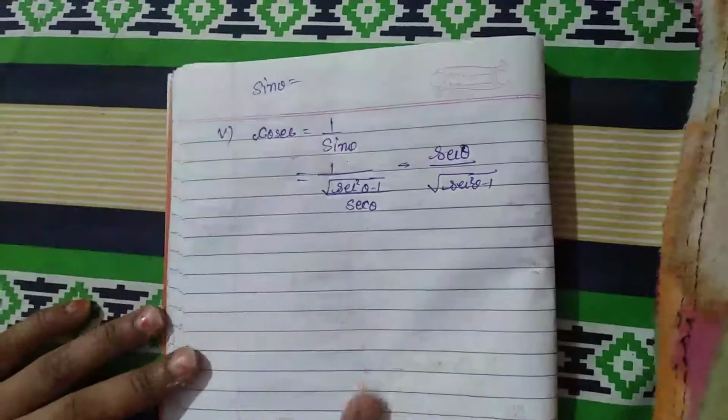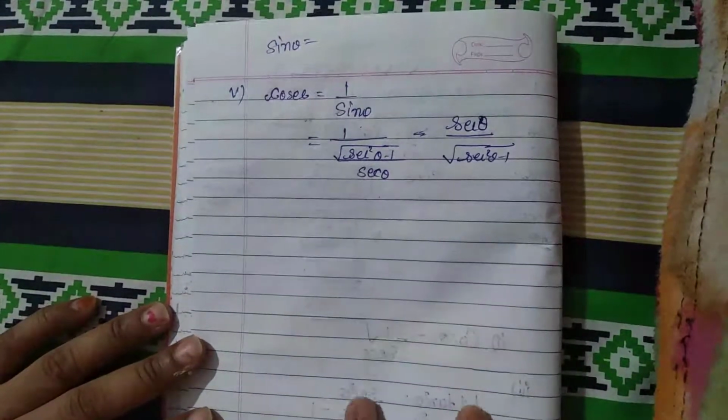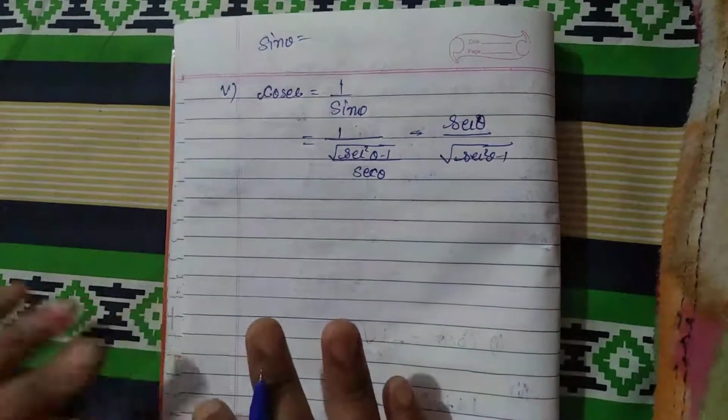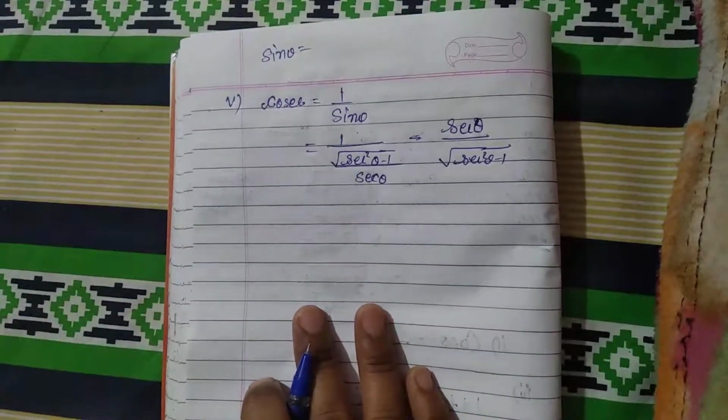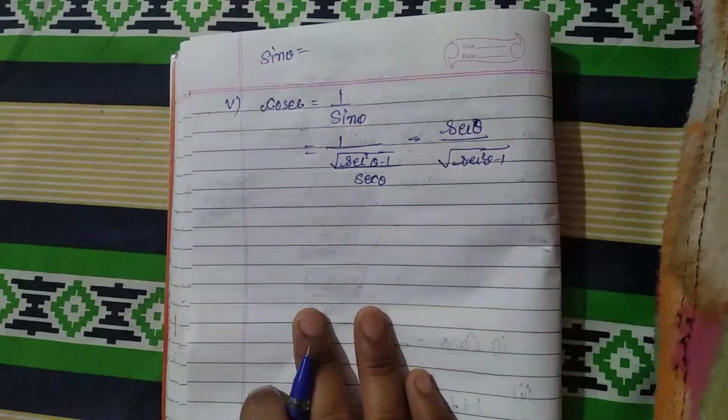Okay, so I think you got it, how we convert all the trigonometric ratios in the form of sec theta.